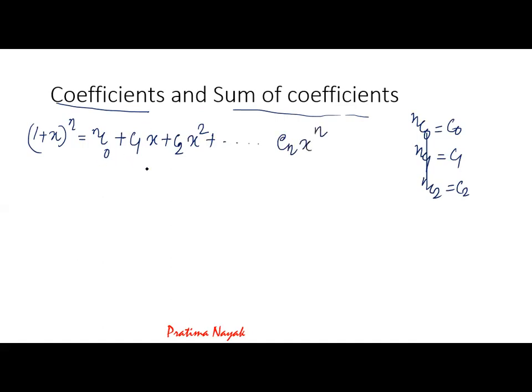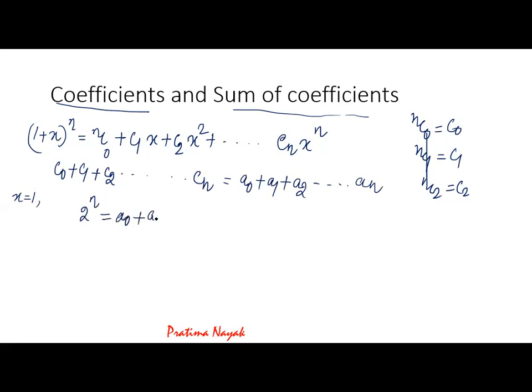Now, if the question is what is the sum of the coefficients of this, the sum of the coefficients can be C0 plus C1 plus C2 up to Cn. Or in some questions you will find the same as a0, a1, a2, a3, and so on up to an. How do we find it? We'll put x equal to simply 1 here. Then I'll get 2 to the power n equal to a0 plus a1 plus a2 up to an.